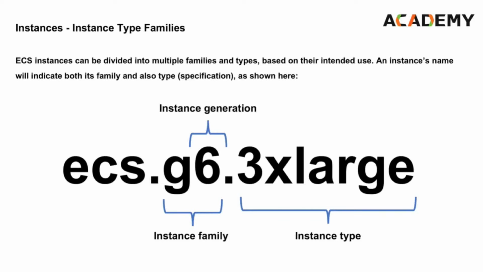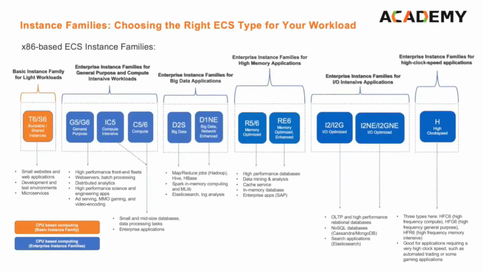And then we have the instance type, that is the 3x large. So we have multiple types of ECS instances in the 6th generation itself. It starts from large, x large, 2x large, 3x large, and even goes up to 6x large. So based on your requirement, you can create the type of ECS instance you want.